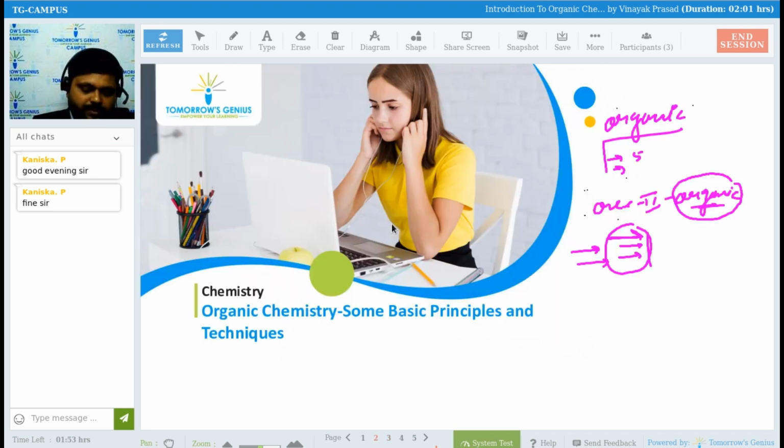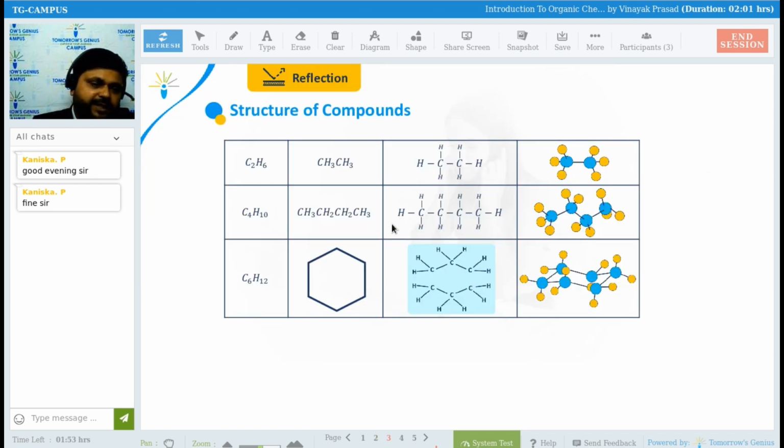So this is a reflection part. We are going to learn about the structures, the functional groups. We are going to learn about the names in the first chapter of organic chemistry, right? You might have heard about C2H6, C4H10, C6H12. We will be discussing all these things in the chapter in a very brief manner, right?